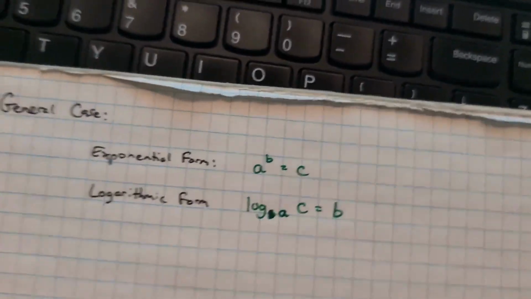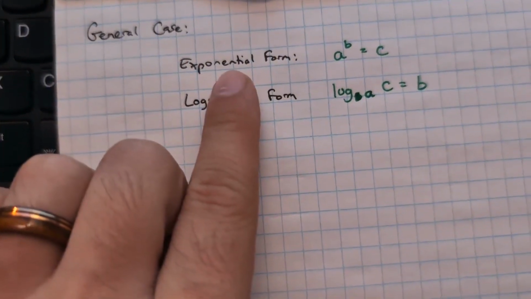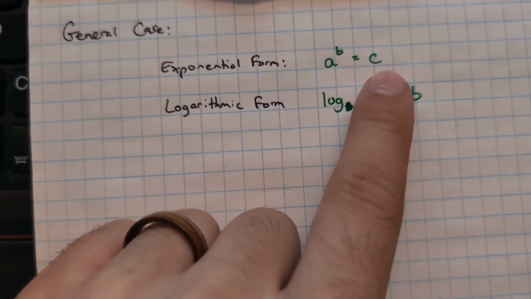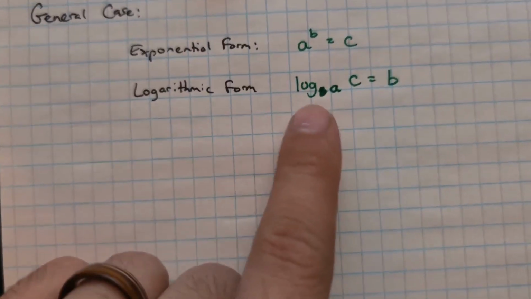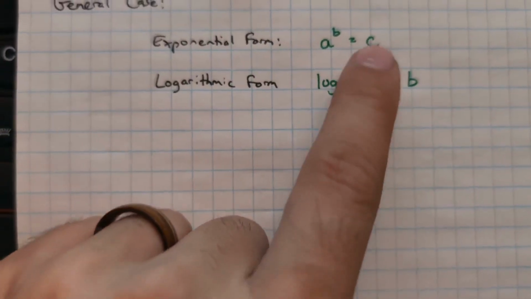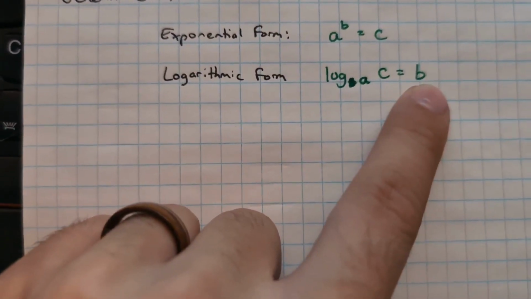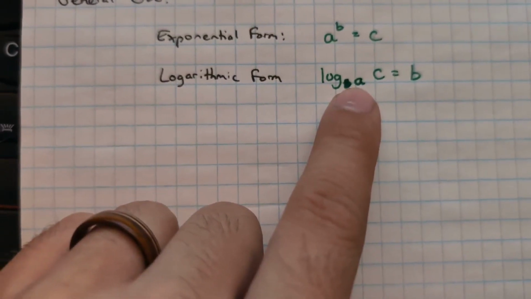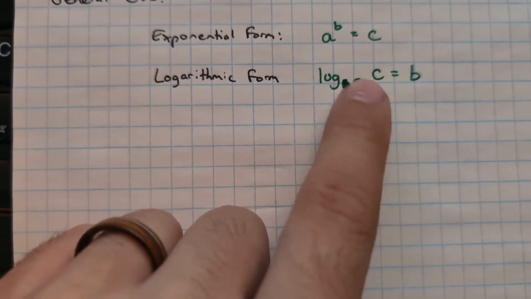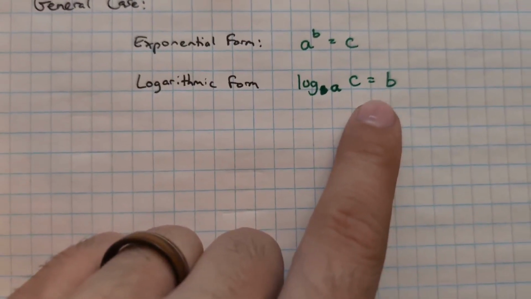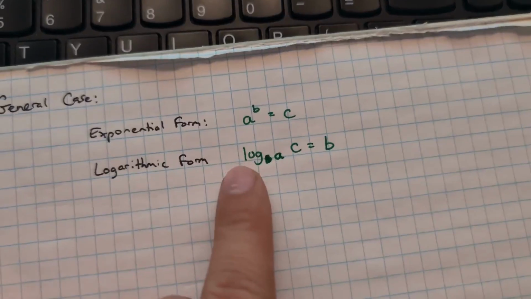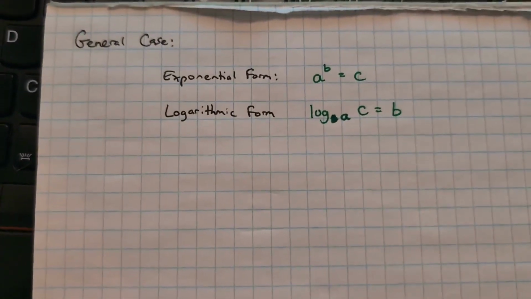And so writing this out in a general case for an exponential form, if we use these variables, a to the power of b equals c, and we wanted to write that in the equivalent logarithmic form, a is going to be the base, so we say log base a of c equals b. So a to the power of what gives you c. That b is the part that would be missing when we use logs. When we calculate a log, it's going to give us an exponent.